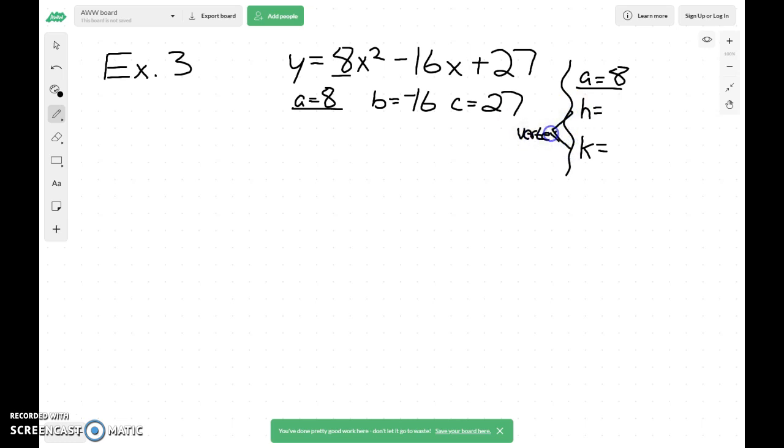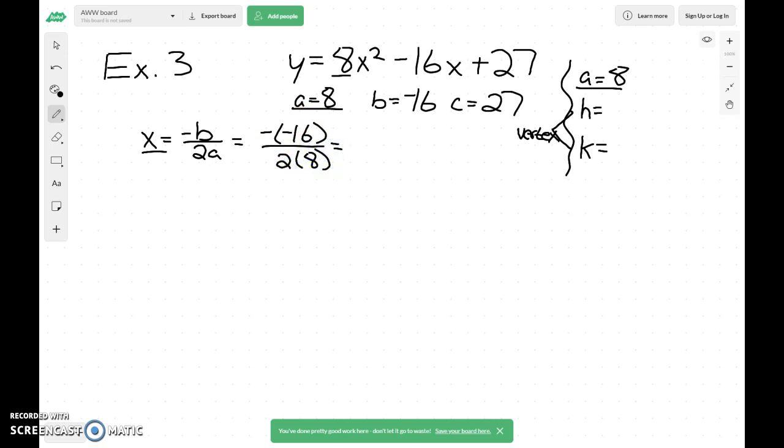So if this is our vertex, then we know to find the vertex from standard form, we talked about this last week, we're going to use the formula x equals -b divided by 2a. And what that does is it finds the x part of our vertex, or the h in this problem. So to find this number, all we're going to do is say negative times b, which is -16, divided by 2 times a, which is 8.